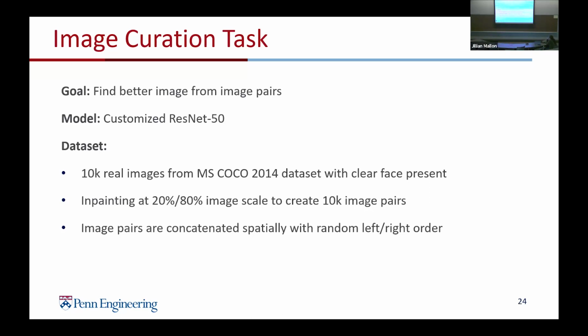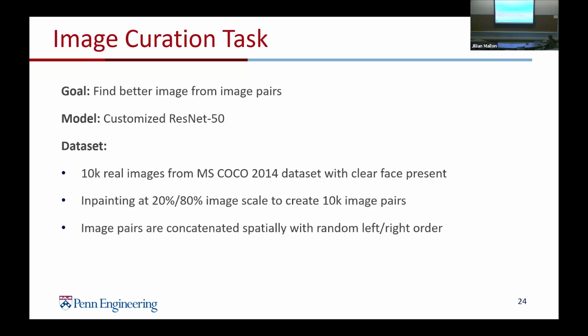And we have collected 10,000 real images from the Microsoft COCO 2014 datasets as our ground truth with a clear face present. Based on that, we do the inpainting at two different scales, which are 20% and 80%, to create the image pairs with different face quality.